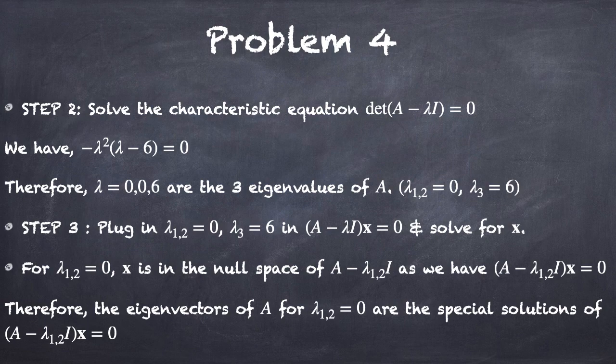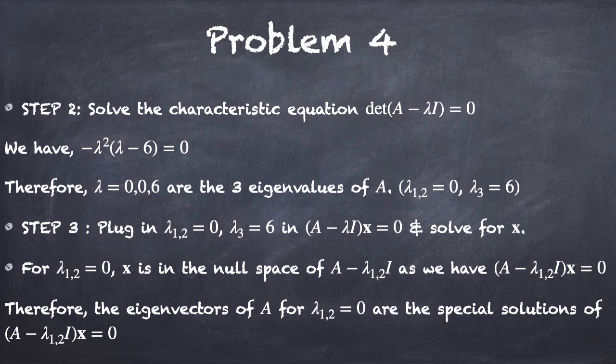The first two eigenvalues are just the same, so I denoted them by lambda sub 1,2 equals 0. So the first two eigenvalues are denoted by lambda 1,2, and the third eigenvalue is lambda 3 equals 6.